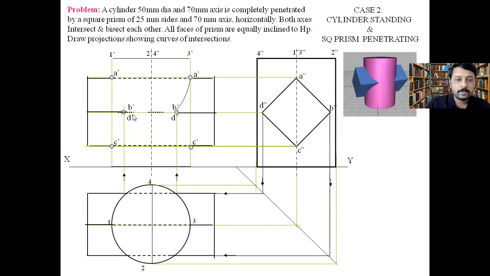Now just complete the lines or curves. This is the intersection that we are going to get for a cylinder which is standing on the horizontal plane and a square prism which is penetrating through it. Okay, this is the case.